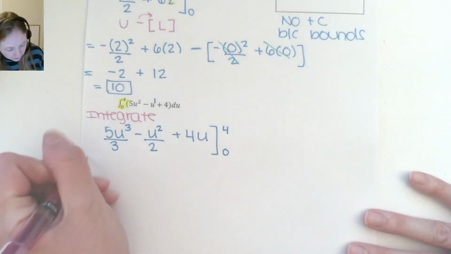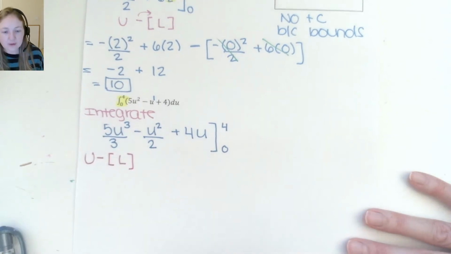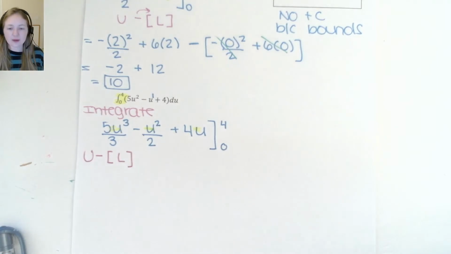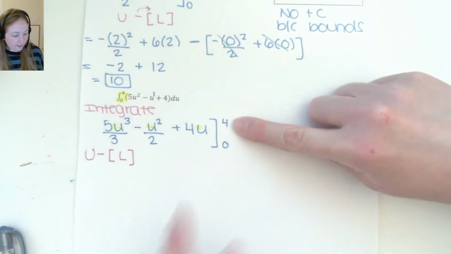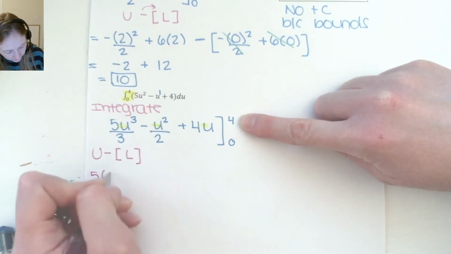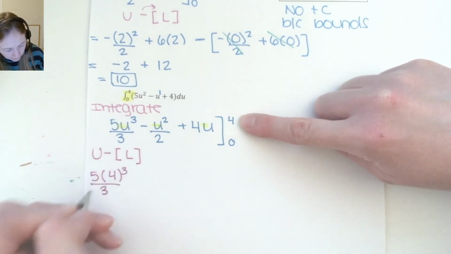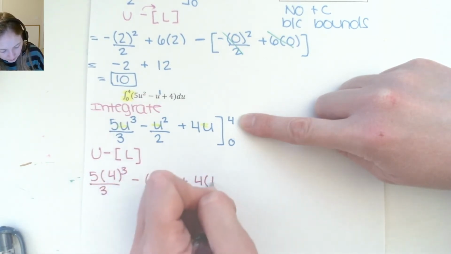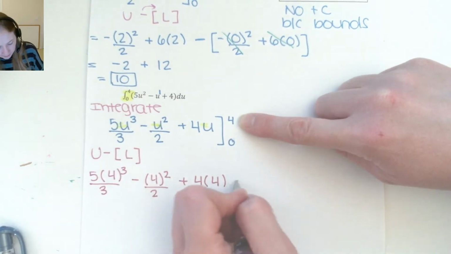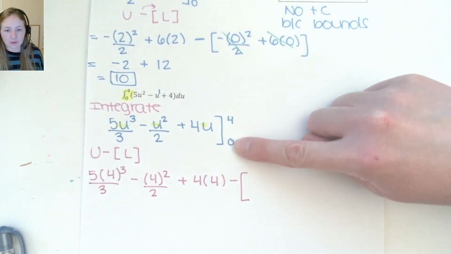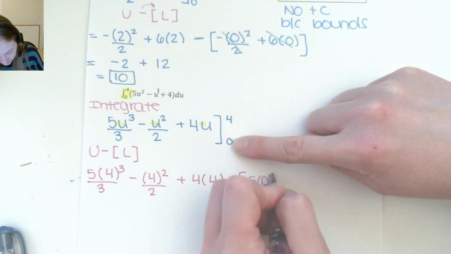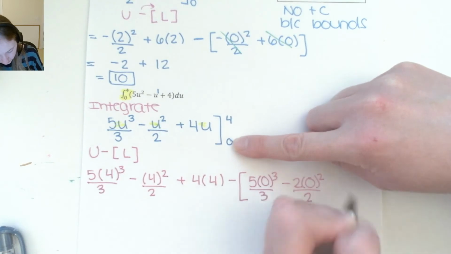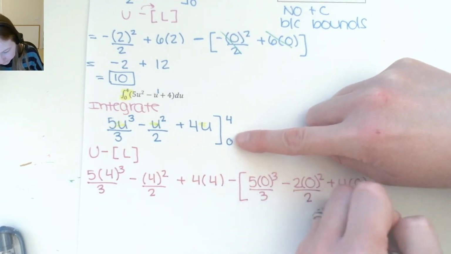Step 2, because we have those bounds, is we plug in our upper bound minus our lower bound. So we take our u's here that we have and first plug in the 4 upper bound. So that's going to give us 5 times 4 to the third over 3 minus 4 squared over 2 plus 4 times 4. And then minus our lower bound plugged in. So 5 times 0 to the third over 3 minus 0 squared over 2 plus 4 times 0.